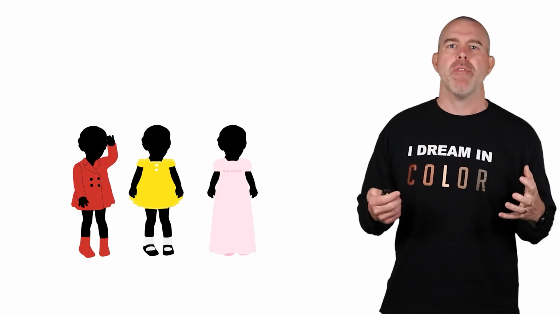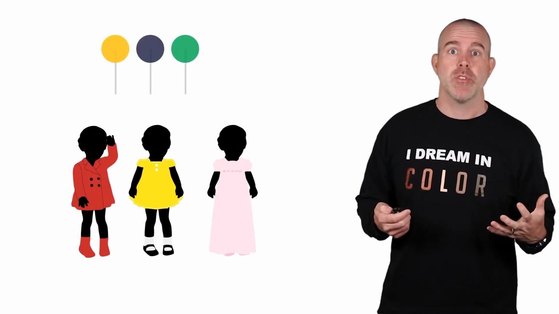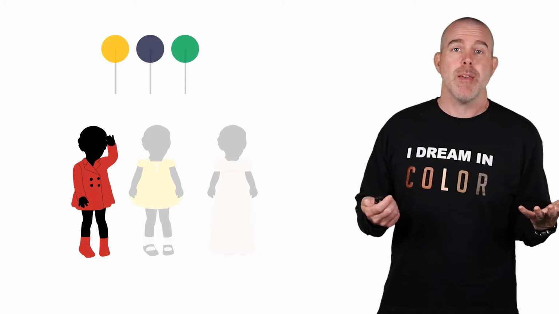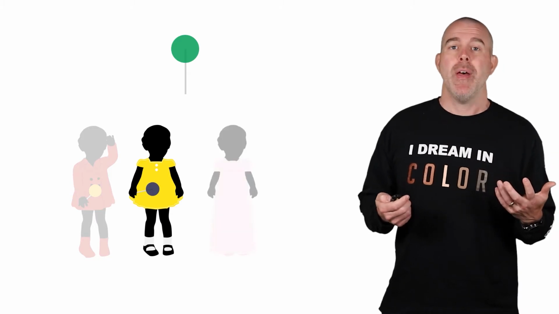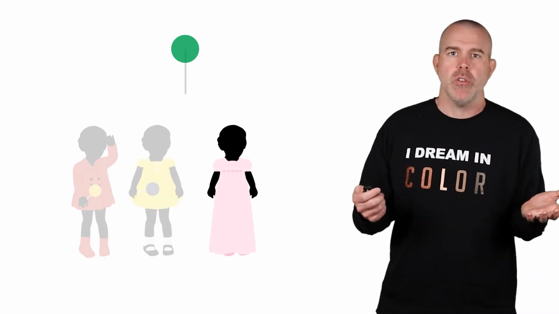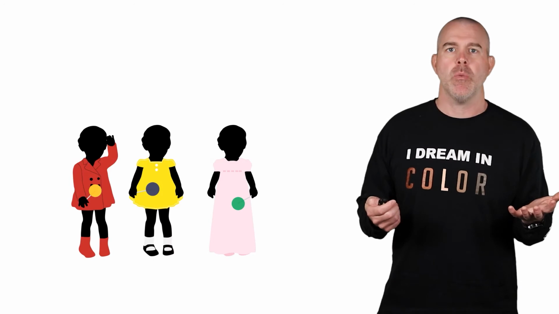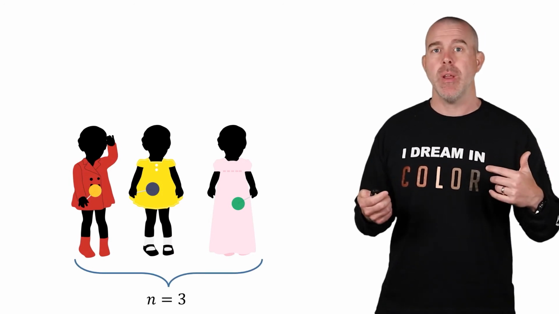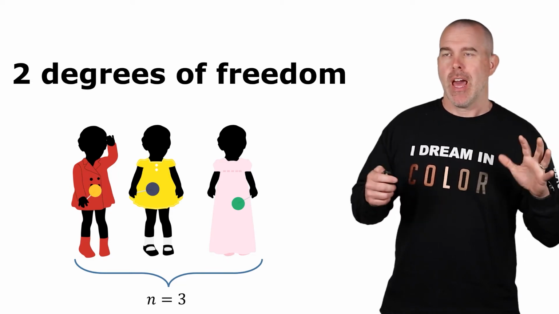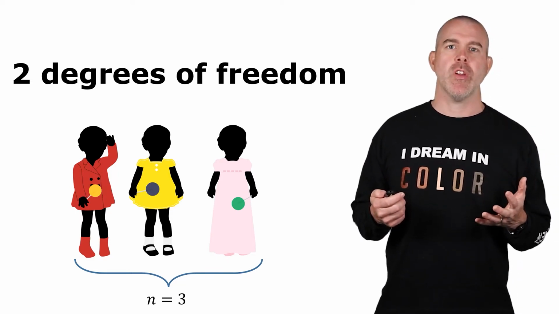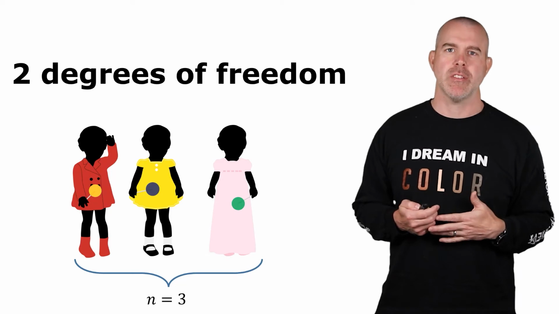So let's pretend we have 3 girls and we have 3 lollipops. The first girl has 3 lollipops to choose from. She can choose 1. The second girl has 2 to choose from, so she can choose 1. But then the last girl, there's no freedom for her to choose. She has to pick that third one. So while we had a sample size of 3, there were only 2 degrees of freedom. That's a very casual way to think about degrees of freedom. It's 1 less in this case than our sample size.